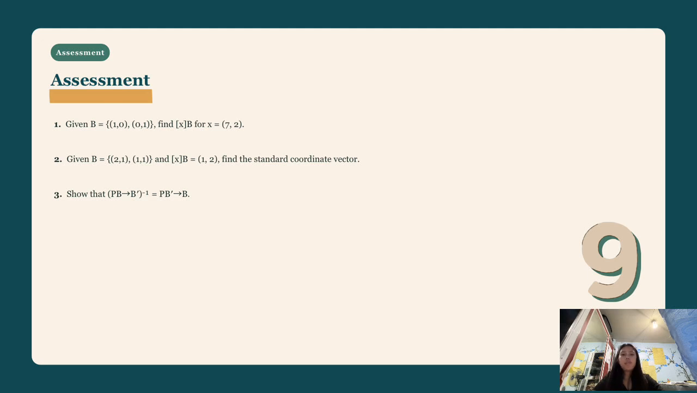In the first problem, determine the coordinate vector in the standard basis. Second problem, use the transition matrix to determine the standard coordinate vector, and explain why the inverse of the transition matrix converts coordinates back to the original basis. Remember that solving this problem requires understanding both the coordinate vector and the transition matrix.